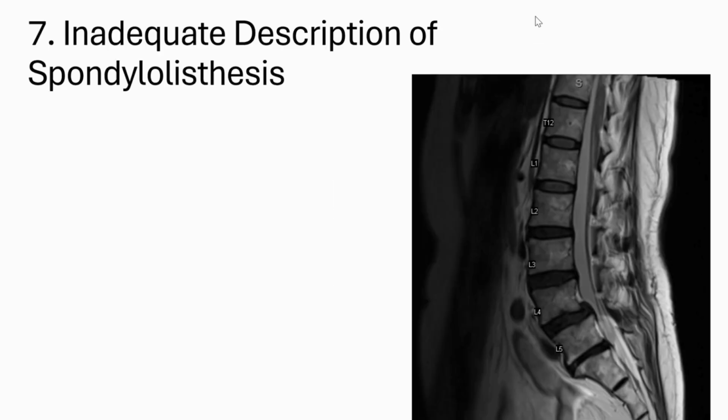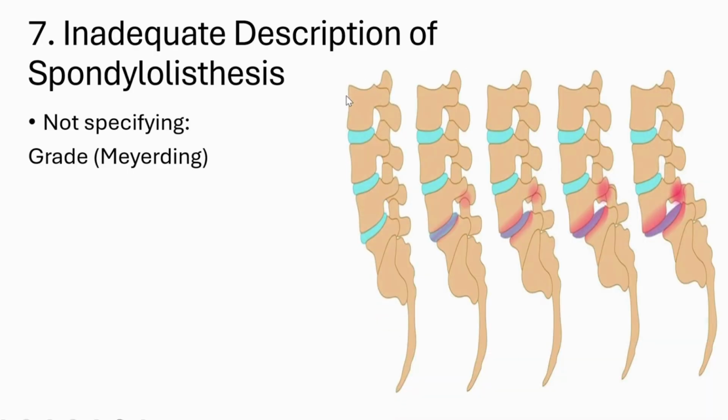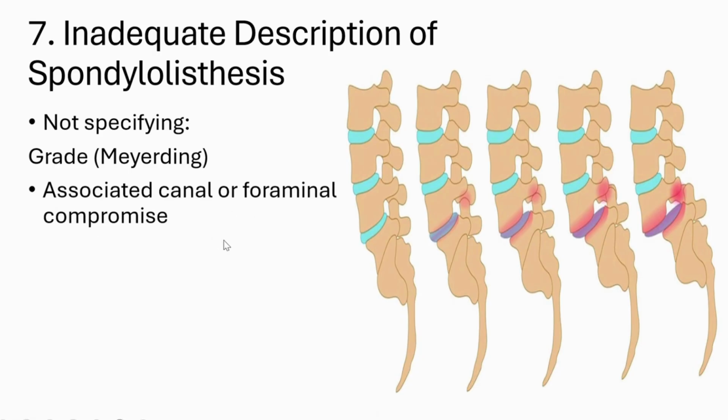Now another one is inadequate description of spondylolisthesis. A common mistake is not specifying the grade of listhesis. Another one is that the associated canal or foraminal compromise is not mentioned in the report.